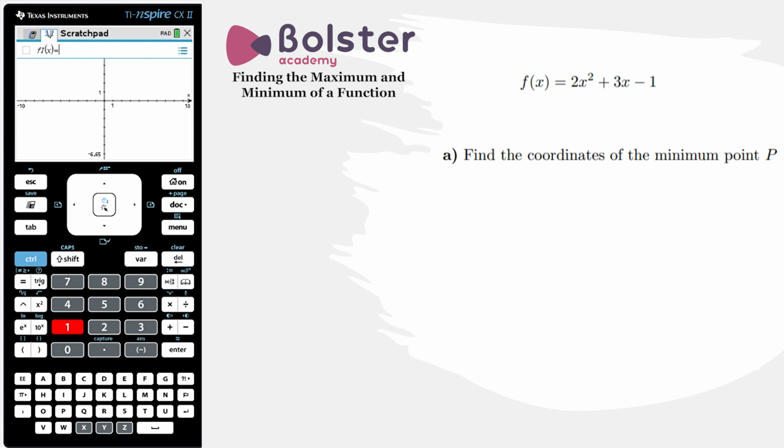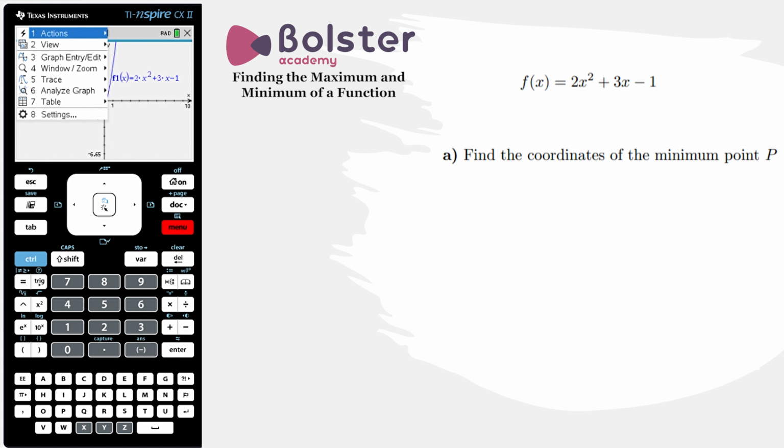Function. So now we've got f1 of x, so this is just telling us this is our first function that we're going to input. The function that we want to look at is 2x squared plus 3x minus 1. Hit enter and up pops the graph of the function. Now let's say I wanted to find the minimum point on that graph. Well, here's what I do.